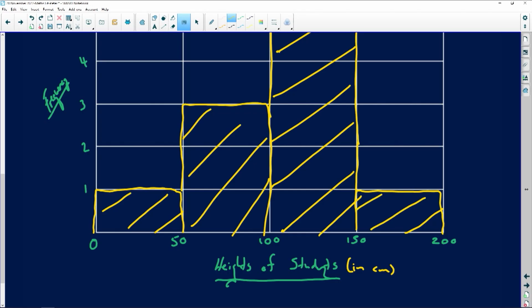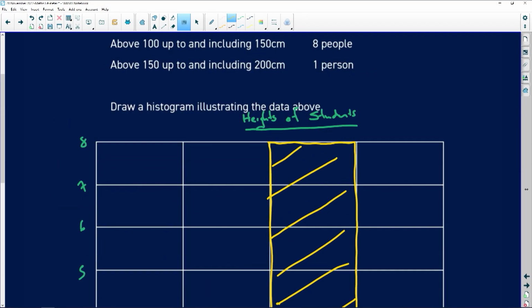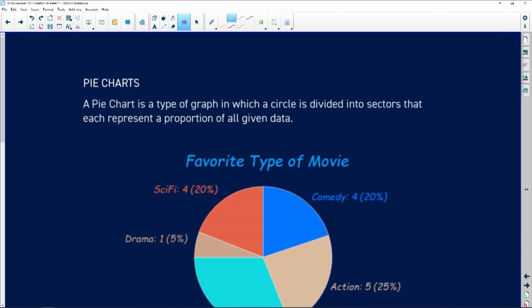So in the histogram, you can see every bar is touching each other. Why? Because there's a continuous flow of information. We're dealing with centimeters, from 0 to 200 centimeters. It could also be weight, from 0 kilograms all the way up to 300 kilograms, whatever the case may be. So normally it's weight or height, something where the unit remains the same and it continues. And that is a histogram.